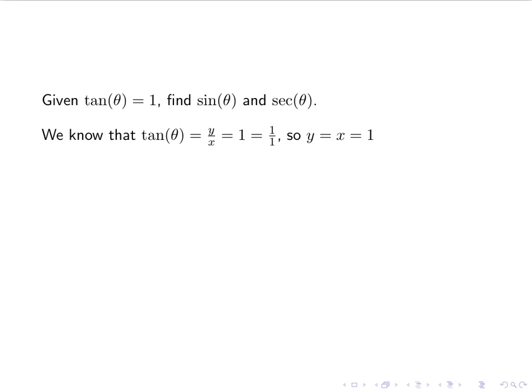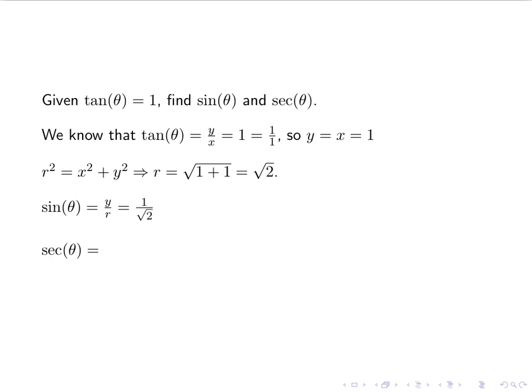So in this case, y and x are both 1. And I'm looking for r. So r is the square root of 1 plus 1, which is the square root of 2. And again, I'm going to leave it as root 2. So sine of theta is y over r, which is 1 over root 2. Again, at this point, I don't care if you rationalize it. You can leave it as 1 over root 2. Secant of theta is r over x, which is root 2 over 1, which is root 2.